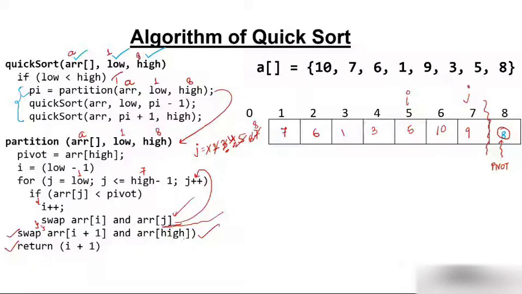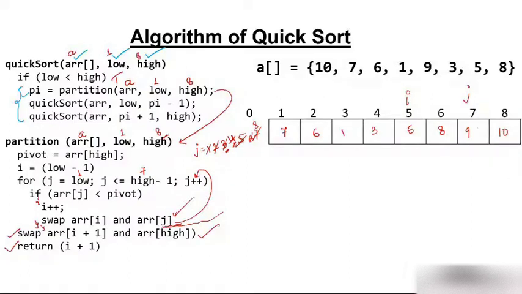Now the next line is this. What I need to do is swap A[i+1], which I already told you. What is i? i is 5. 5 plus 1 is 6. I'll swap A[6] with A[high]. What is high? High is still 8. So I'll swap A[6] with A[8]. The moment I swap A[6] with A[8], 8 will come over here and 10 will come over here.